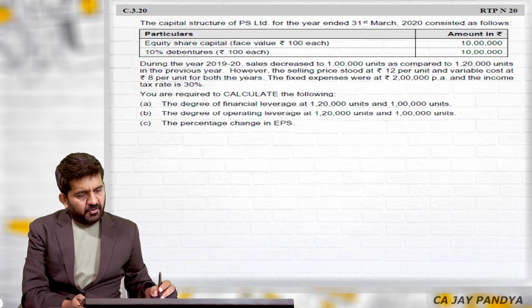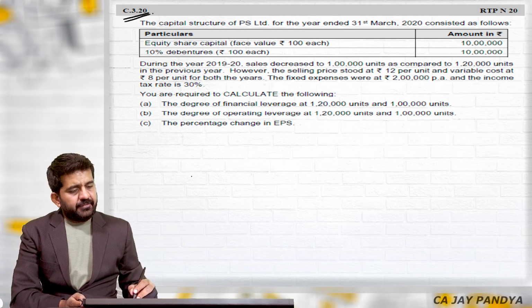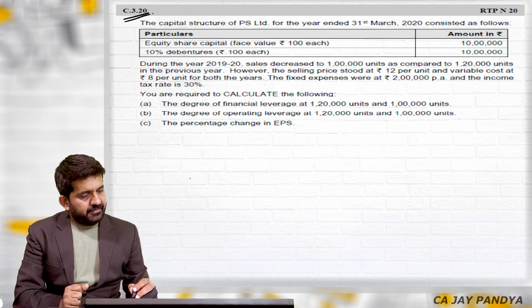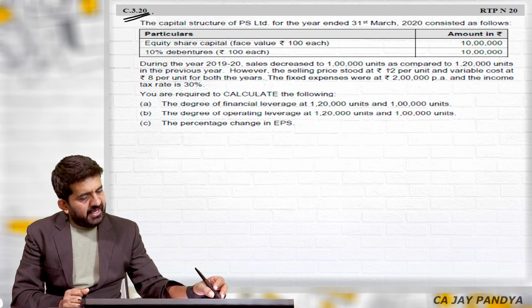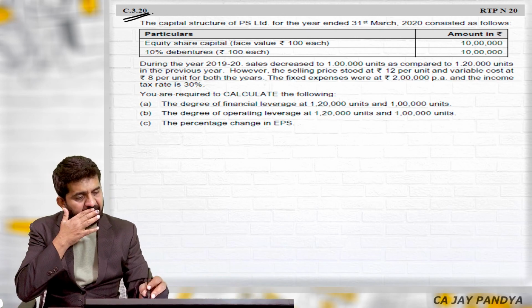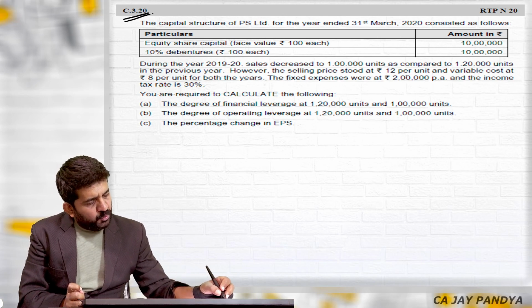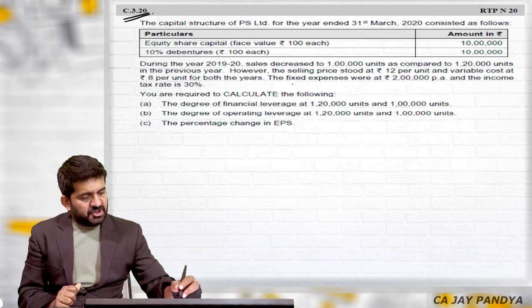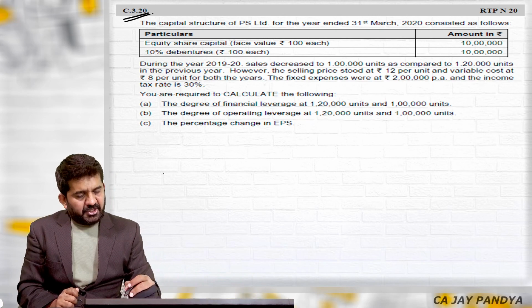Let us go to the next question of leverage, which is C 3.20. The capital structure of PS Limited for the year ended 31st March 2020 consisted as following. Equity share capital is there, 10% debenture is there. During the year 2019-20, sales decreased to 1 lakh units as compared to 1,20,000 units in the previous year. However, the selling price stood at 12 per unit and the variable cost at 8 per unit for both the years. So only the number of units have changed. The fixed expenses were rupees 2 lakhs per annum and the income tax rate is 30%.